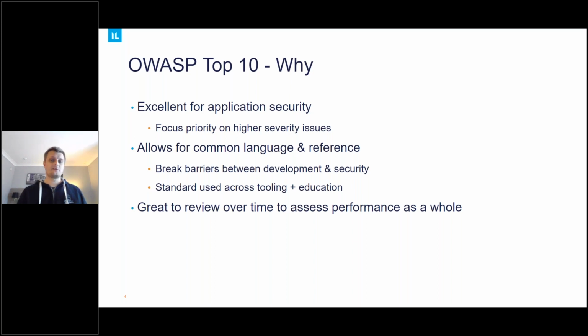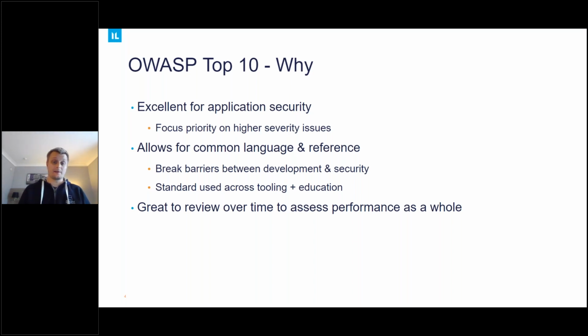It also then allows for common language. So if your developers and your security folk both speak in things like, for example, one of the categories in there is injection. It gives a common language, so it allows your developers to understand what your security team is talking about and vice versa. And that also helps break down sometimes those barriers that you see, where there can sometimes, unfortunately, be a lot of friction.